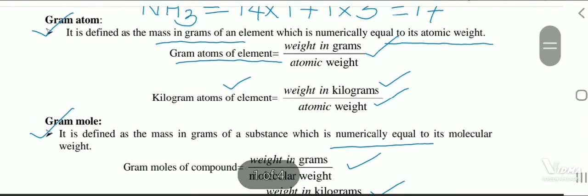Now, what is the difference between gram atom and gram mole? In gram atom, we calculate for an atom, and in gram mole, we calculate for a compound or molecule.